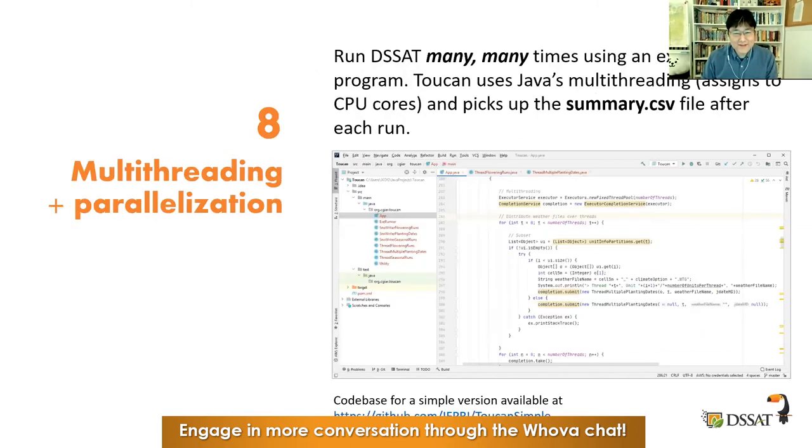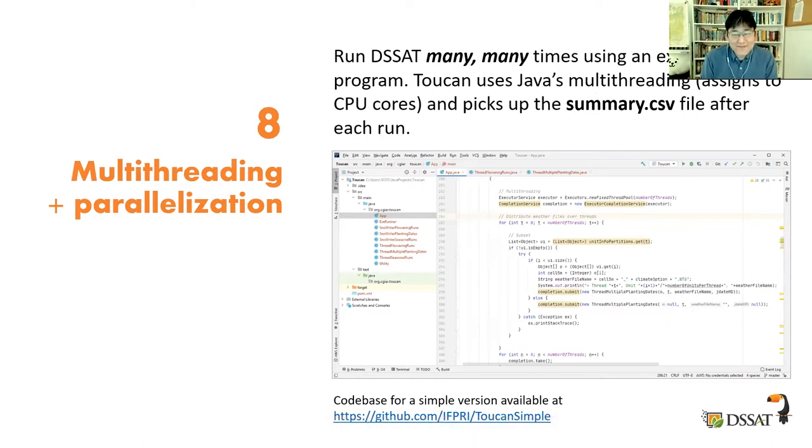And then finally, just the operation side. It's been quite challenging at the beginning, but I think it's getting easier and easier. You just have to run DSSAT many, many times. There is no real magic here. And I've been taking advantage of Java's multi-threading functionality, where Java assigns tasks to each CPU core automatically behind the scenes. I don't have to worry too much about it.